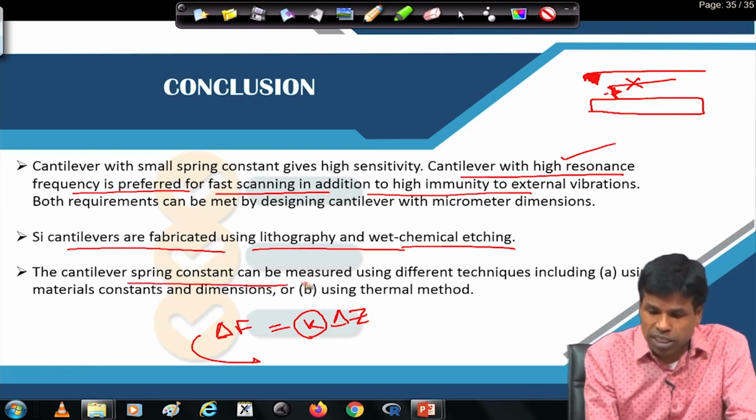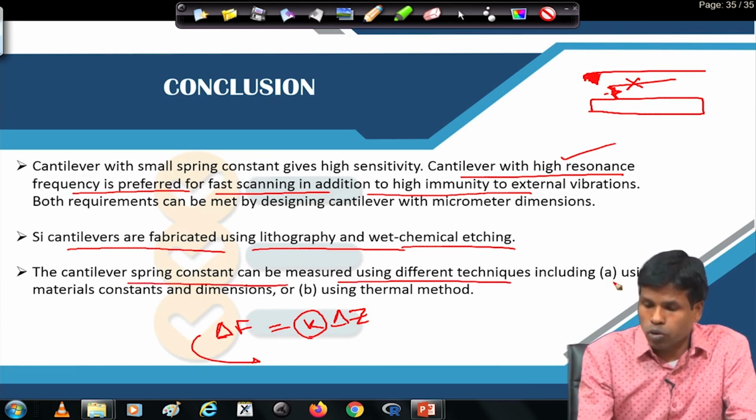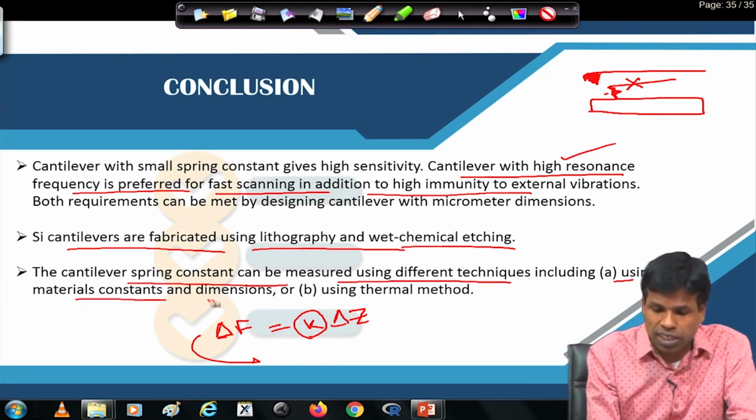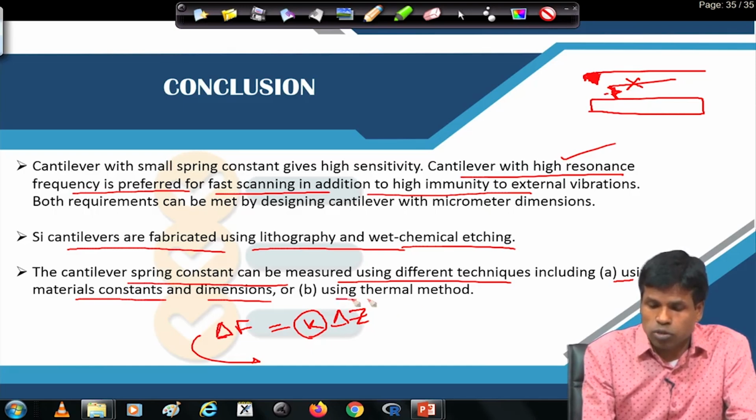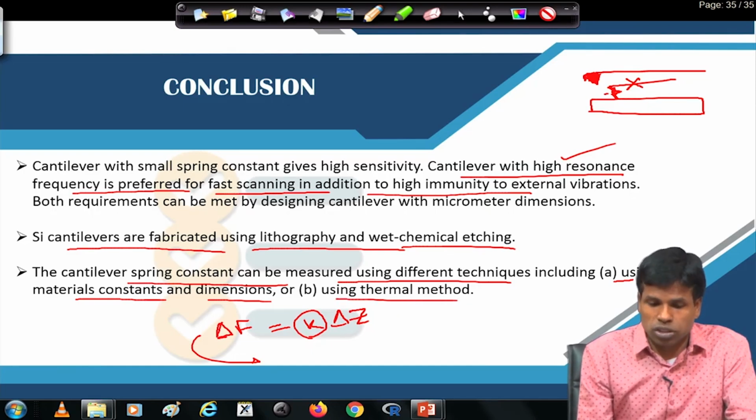The cantilever spring constant can be measured using different techniques, what we have covered: using the material constant, which is the Young's modulus, and the dimensions of the cantilever, and also using the thermal methods, one can calculate the spring constant.